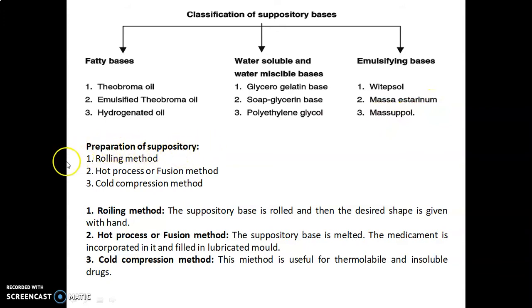Preparation of suppositories: there are three methods: rolling method, hot process, which is called the fusion method, and cold compression method. In the rolling method, the suppository base is rolled and then the desired shape is given with the hand. In the hot process or fusion method, the suppository base is melted, the medicament is incorporated in it and filled in a lubricated mold. In this method, heat is used.